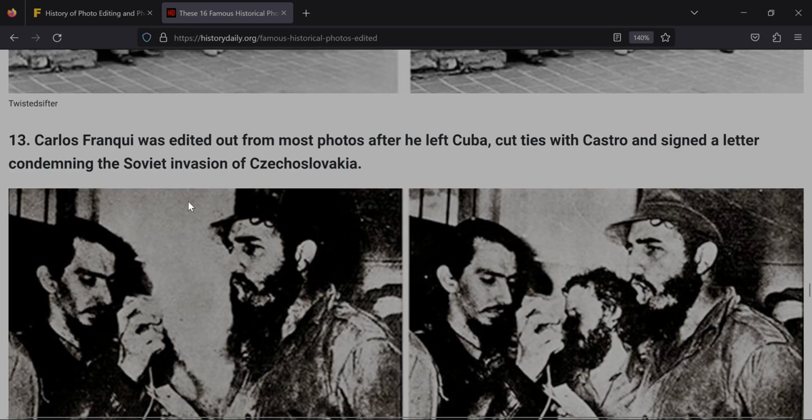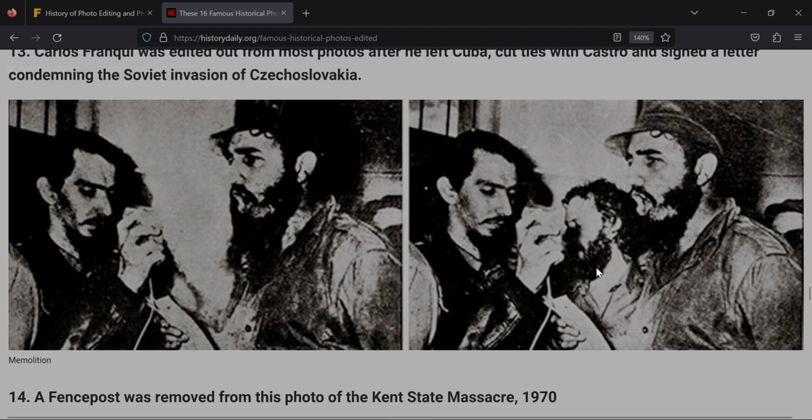This one says that Carlos Franqui was edited out of most photos after he left Cuba and cut ties with Castro and signed a letter condemning the Soviet invasion of Czechoslovakia. This is our bloke here. And he's been removed from the photo here.